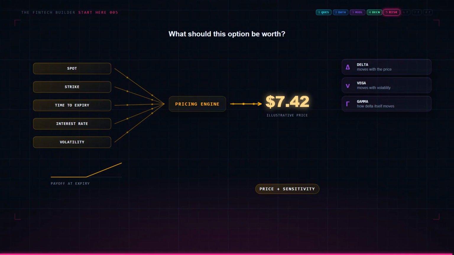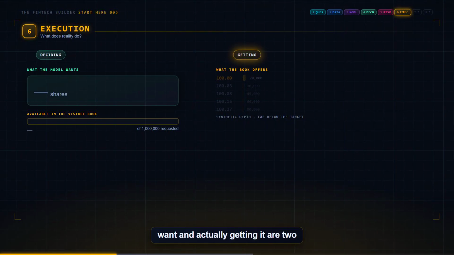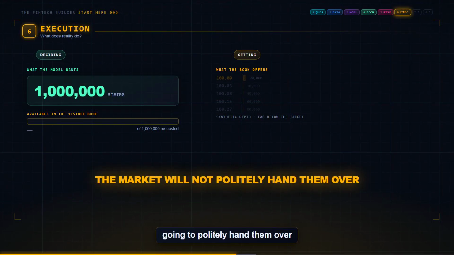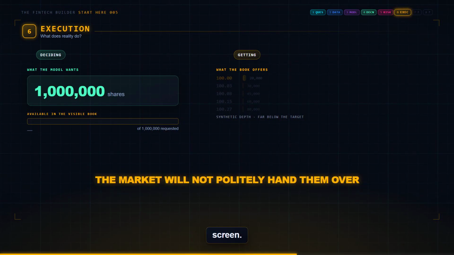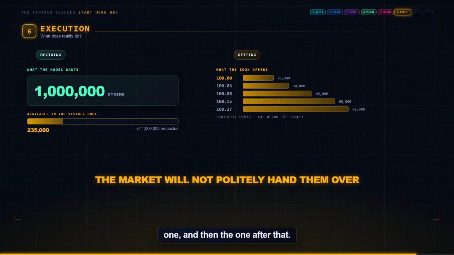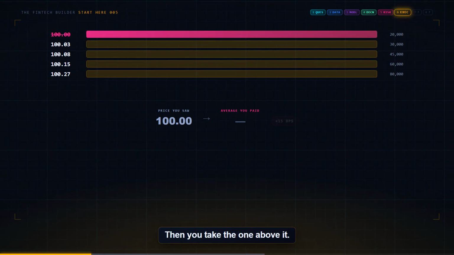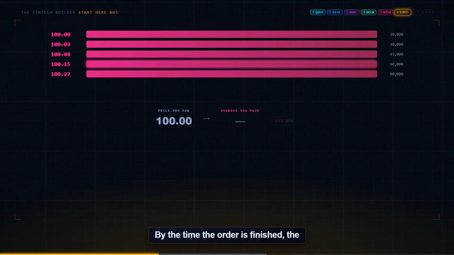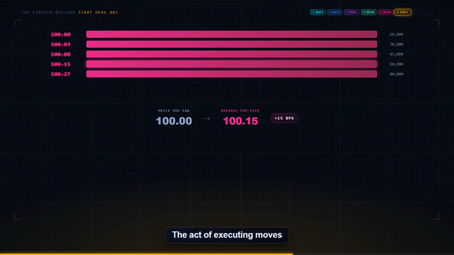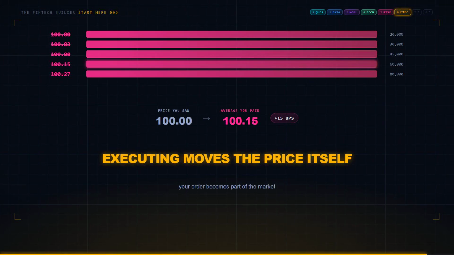moves. Layer 6 is execution, because deciding what you want and actually getting it are two different problems. If your model wants 1 million shares, the market is not going to politely hand them over at the price on your screen. There is only so much resting at the best price, and then the next one, and then the one after that. So you take the best price, then you take the one above it, then the one above that. By the time the order is finished, the average price you paid is worse than the price you saw when you decided. The act of executing moves the price itself. Your order becomes part of the market.